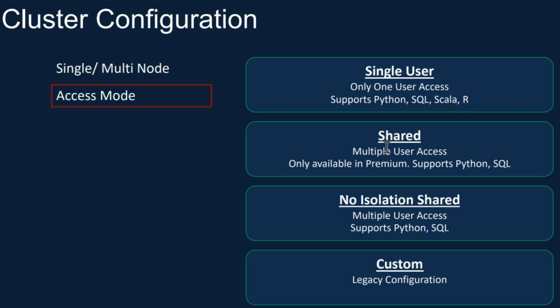Coming to the shared access mode, it allows the cluster to be shared amongst more than one user, but it provides process isolation. Each process gets its own environment, so one process can't see the data or the credentials used by another. It's only available on premium workspaces, and it only supports Python and SQL workloads.